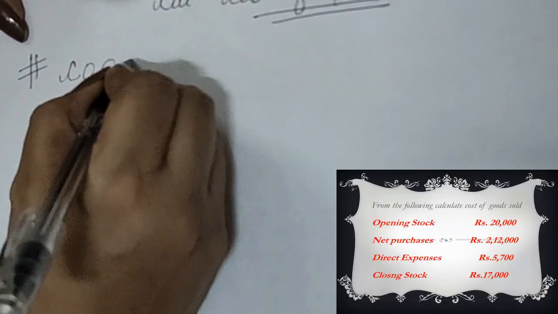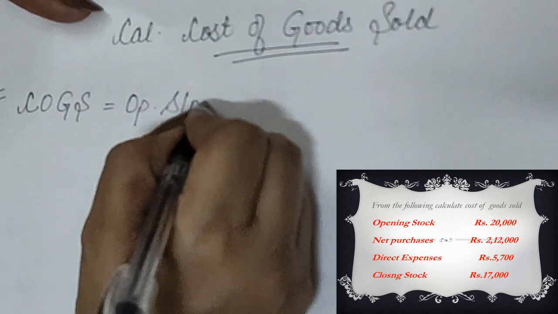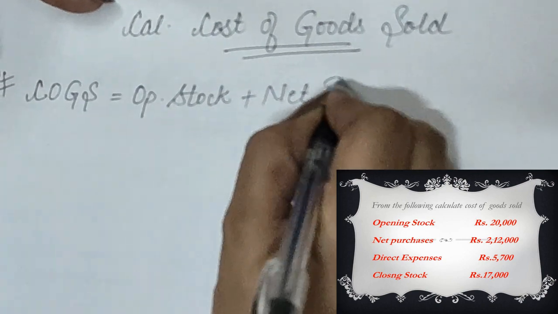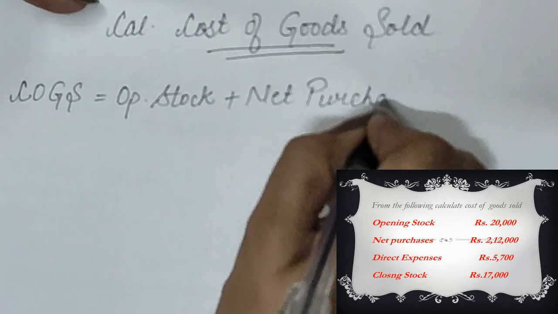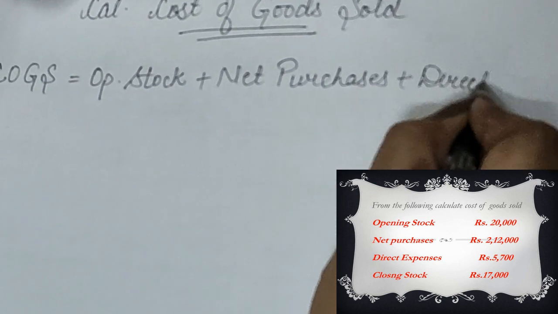Now start. First thing to remember is that you must write the formula, because it's a 3 marks question, so it is mandatory to write the formula. If you cannot write the formula, sometimes the examiner deducts half marks.